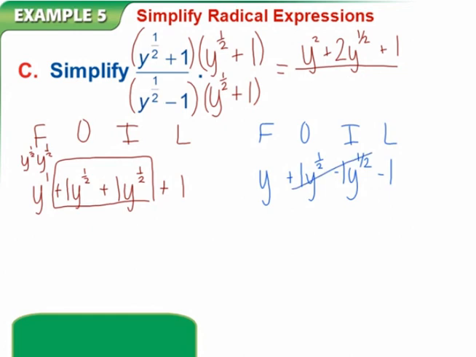Now outside and inside did cancel out like we wanted it to, and we're left with y minus 1 for our denominator. And that is our simplified expression.